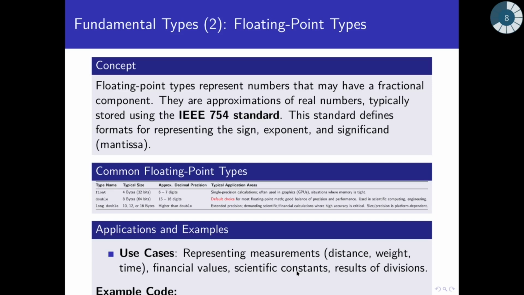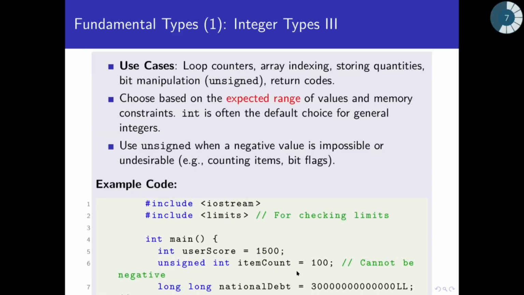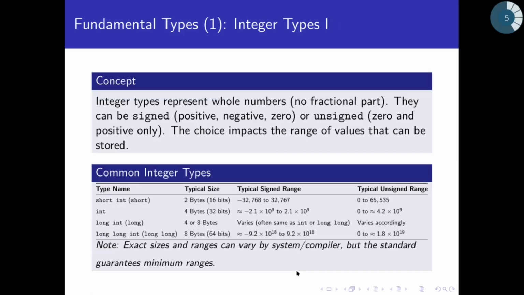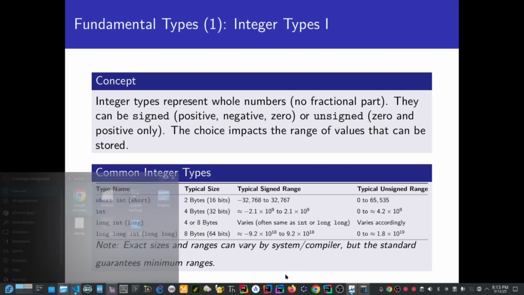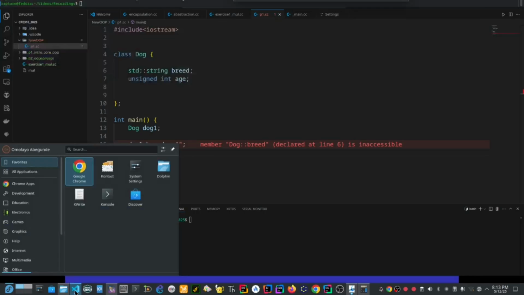So now let's look at the concept of data types. Floating point types represent numbers that may have a fractional component. They are approximations. You can also get them in your code as well. Just want to know, are these numbers even true? Let's go back here and check from our code.